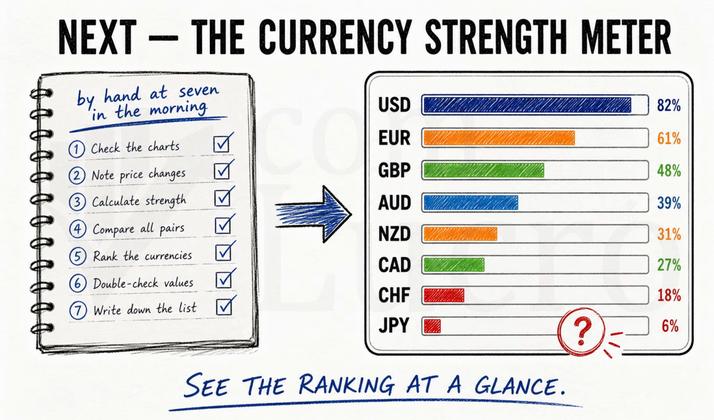Of course, I've just spent 10 minutes telling you to rank 8 currencies, without telling you how to actually see that ranking at a glance. Doing it by hand across 7 charts works, but nobody wants to do arithmetic at 7 in the morning. So the next question is the obvious one. Is there a tool that simply shows you the strongest currency? There is. It's called a currency strength meter. Next video, we'll look at what it's really measuring, how to read it without fooling yourself, and how to use it to pick the easiest pair of your session. I'll see you there, trader.